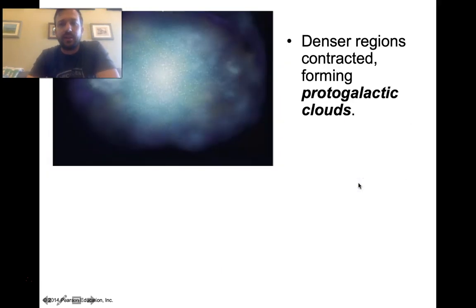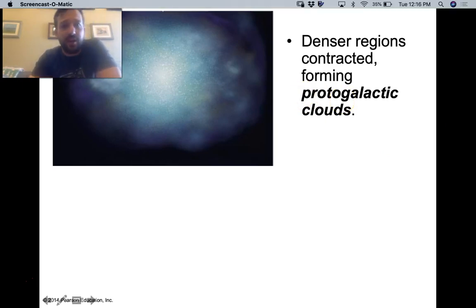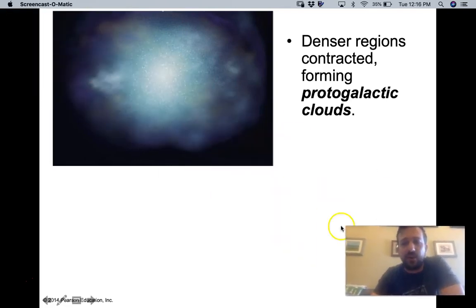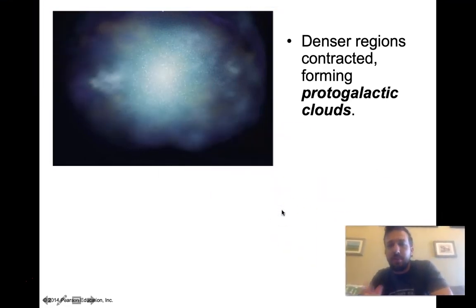Okay. We call the denser areas that are going to start forming galaxies in the future proto-galactic clouds. Now, that's not very random. We use that proto for beginning a lot in astronomy, as our previous chapters have told us. But proto-galactic, so beginning galaxy clouds, right?